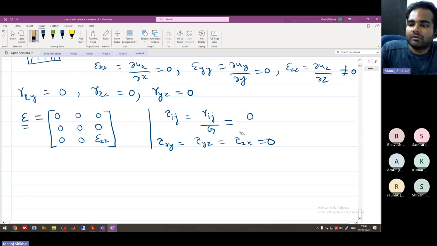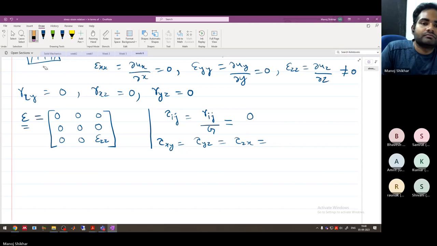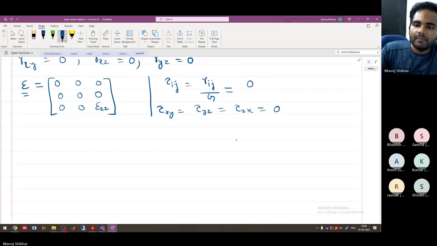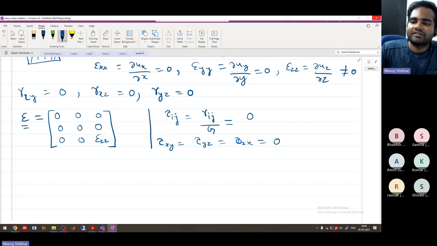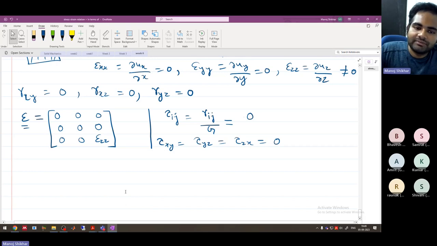If you keep on plugging them here, for xy, i equal to x and j equal to y, I will plug xy and it will come to 0. For yz, I will put this strain and this is 0. For xz, this is strain and this will be 0. Now I've written xz here and zx here, so it doesn't make a difference because our stress and strain tensors are symmetric. Keep that in mind.